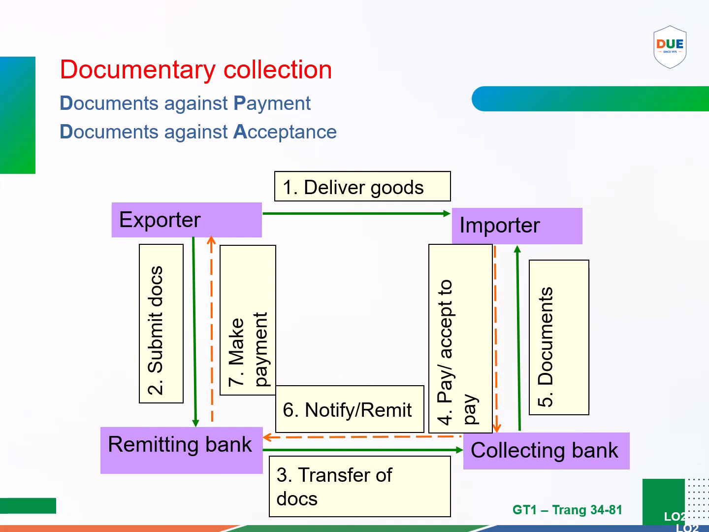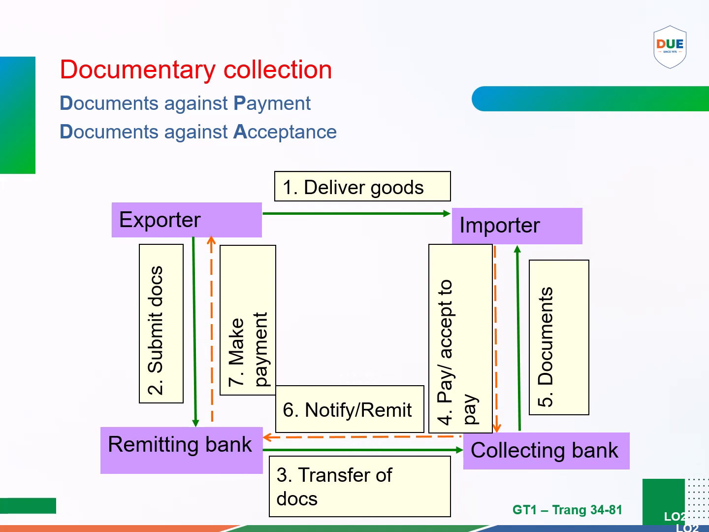In this method, the seller delivers the goods to the buyer under the contract, then prepares a collection package including the draft and shipping documents such as the bill of lading, commercial invoice, insurance certificate, certificate of origin, etc., and sends this package to their bank. The exporter's bank forwards the documentary collection to the importer's bank to collect payment.